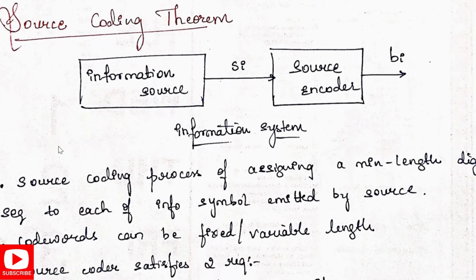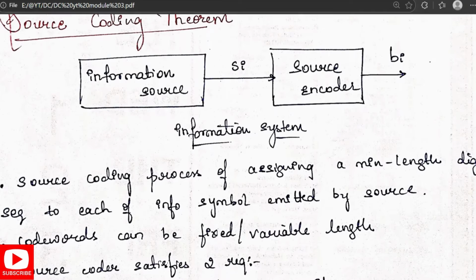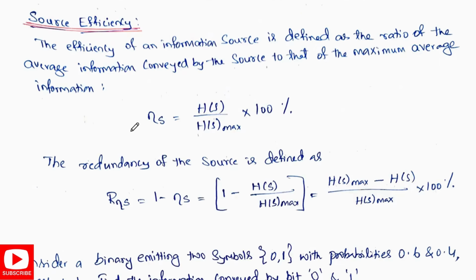Before going to the source coding theorem, we will move to some problems regarding source efficiency. The source efficiency of an information source is defined as the ratio of the average information conveyed by the source to the maximum average information. It is given as ηs is equal to H of S divided by H maximum into 100%. This gives the source efficiency. The redundancy of the source is defined as 1 minus the efficiency, so Rηs is equal to 1 minus ηs, that is equal to 1 minus H of S by H of S max. So you can write like this.